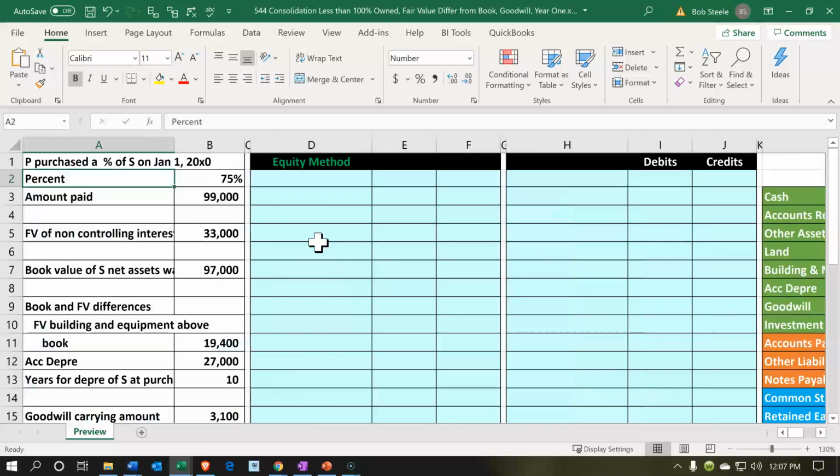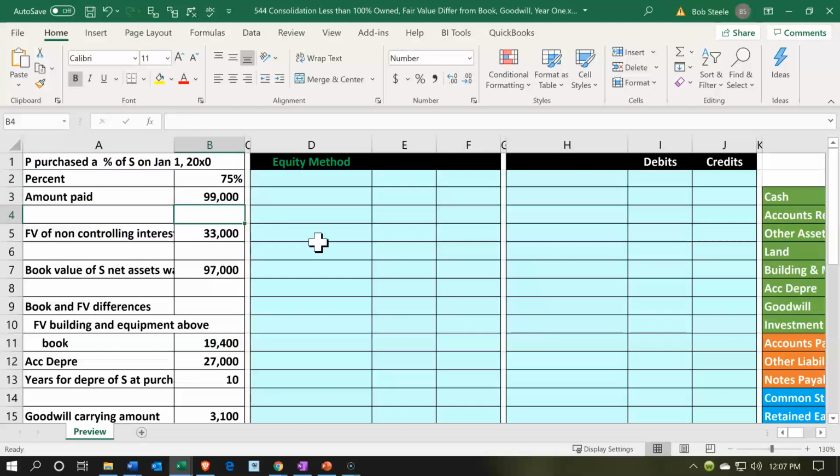Back to the information on the left. P purchased a percent of S on January 1st, 2000 X0, so we're basically saying two companies, P, parent, S, subsidiary. Purchase took place at the beginning of the year, January, 2000 X0. Consolidation will take place at the end of the year, so a year will have passed. Percent, 75% of the subsidiary owned by the parent. The amount paid for that 75%, $99,000.